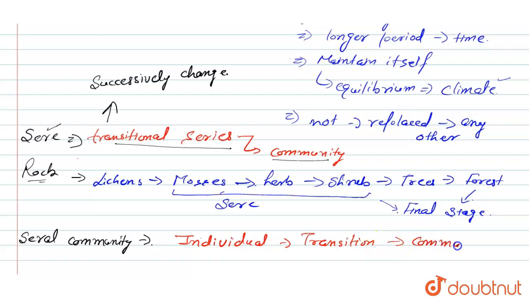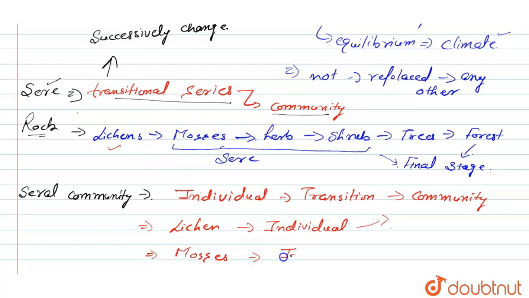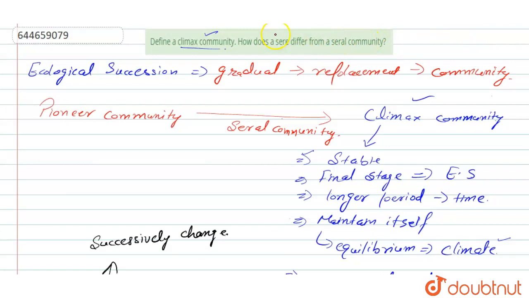For example, we can take lichen. In this case, lichen is an individual community that established firstly on the rock. Then after lichen, mosses come. Mosses also act as an individual community here. So this is the major difference: the sere is the transitional series of communities, but the seral community is an individual community present. This is the major difference between both of them.